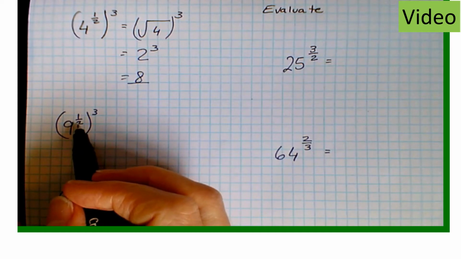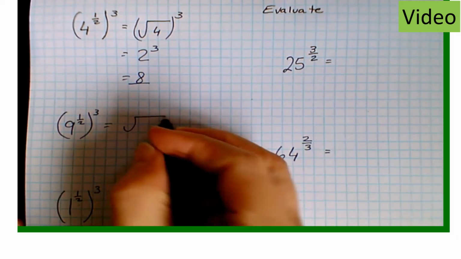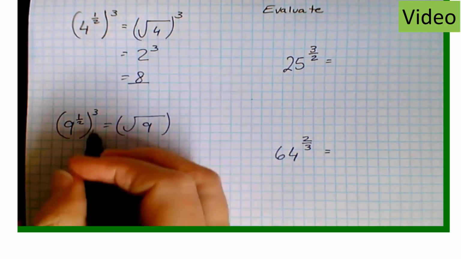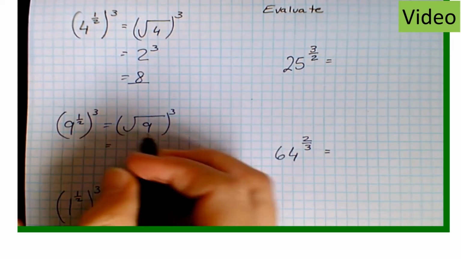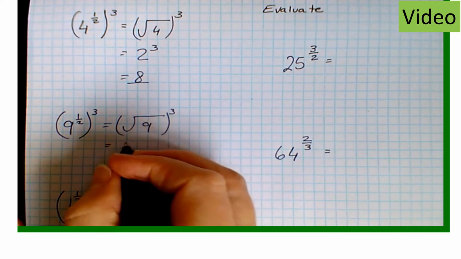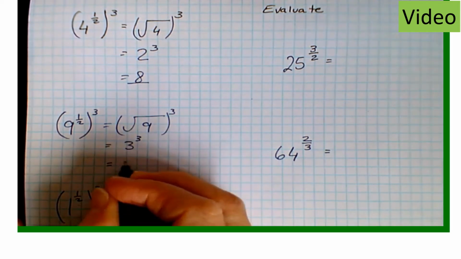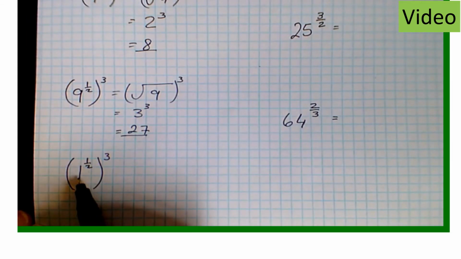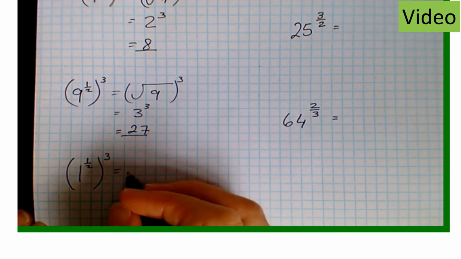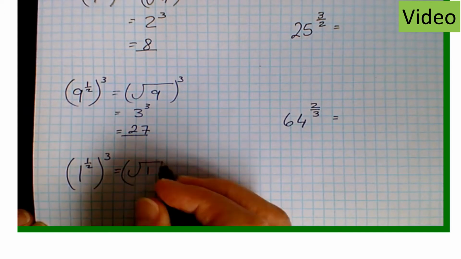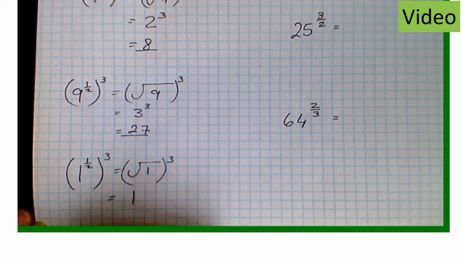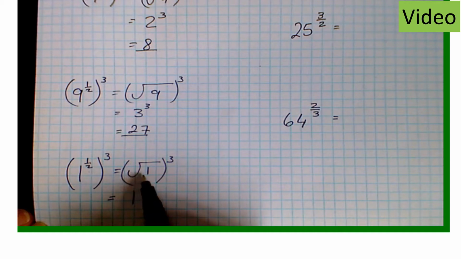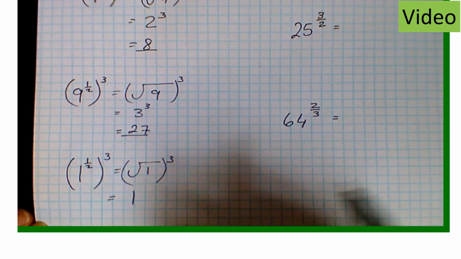9 to the power of a half, that would again be the square root of 9, and the entire thing is being cubed. So square root of 9 is 3, and 3 cubed is 27. In this question, we've got 1 to the power of a half, and that is cubed. So we've got the square root of 1 cubed. Well, that's simply going to be 1 because the square root of 1 is 1, and 1 times 1 times 1 is going to be 1.